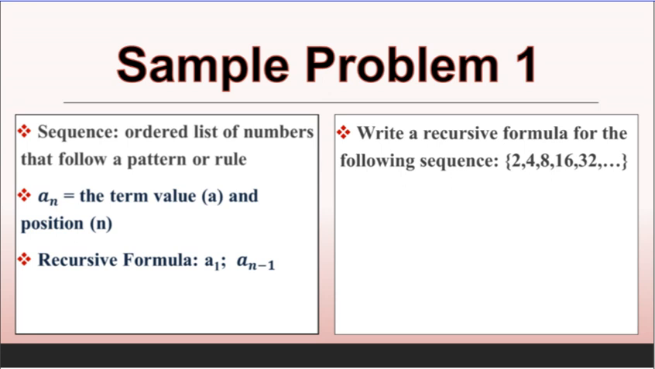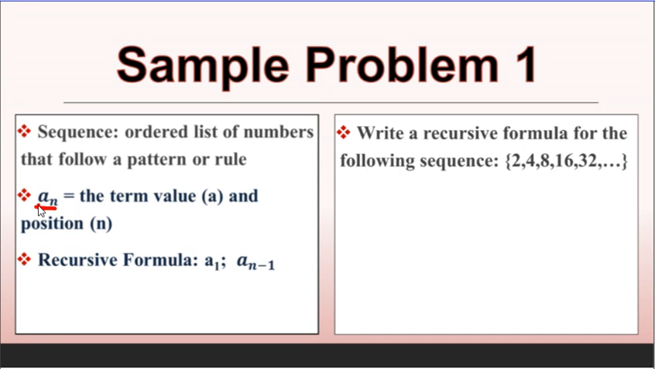In the formula, you're going to see a subscript n, which just means the term value and the term position. So a is the value, n is the position. Anytime you see a subscript, that's going to tell you the position, which term you are trying to find. So the recursive formula is going to be a subscript 1, which just means the first term, and a subscript n minus 1. Whatever term you're finding, you plug that in for n minus 1, so it's going to be referring to the previous term. We'll look at more of that throughout the lesson.